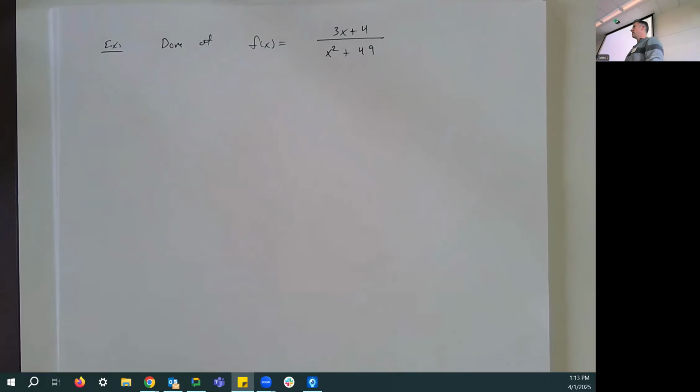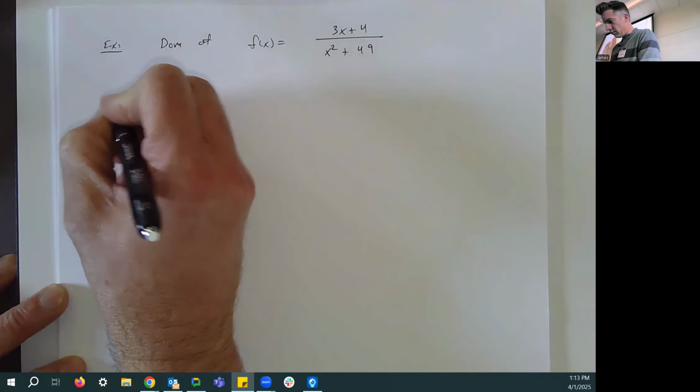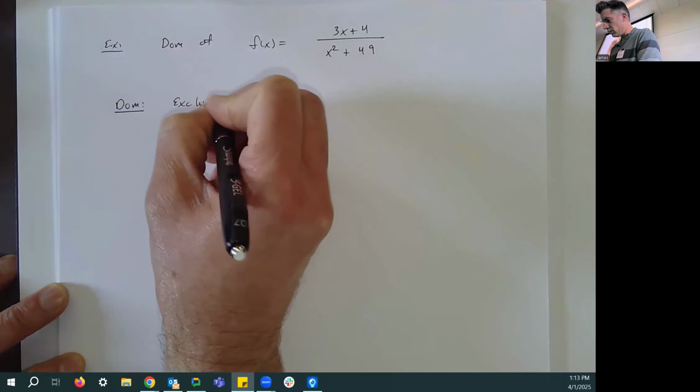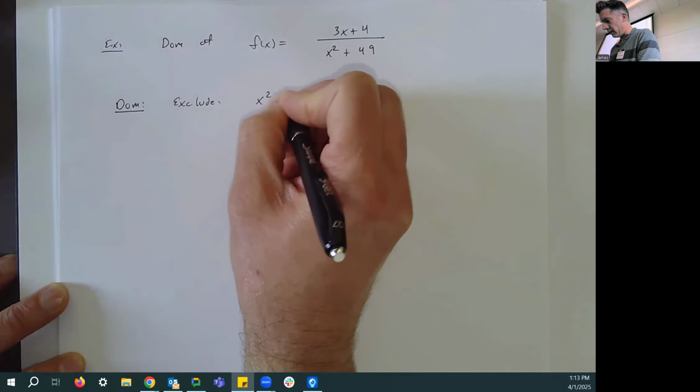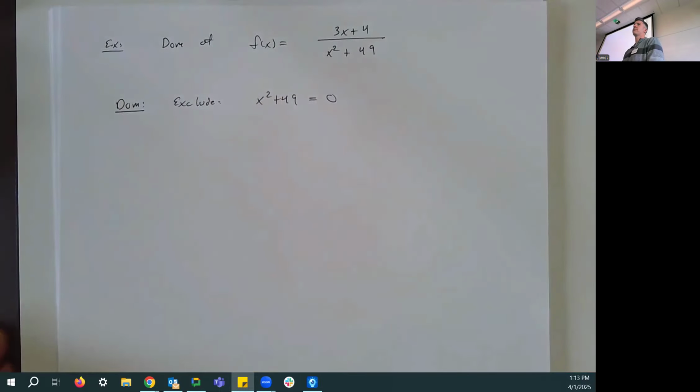Same kind of deal, kind of. I still see a rational function. And if I'm talking about domain, I'm still worried about where the denominator might be equal to 0. So for the domain, I'm going to again exclude x squared plus 49, which is the denominator, equal to 0. Normally I would try to factor this, that's my usual go-to, but this doesn't factor.